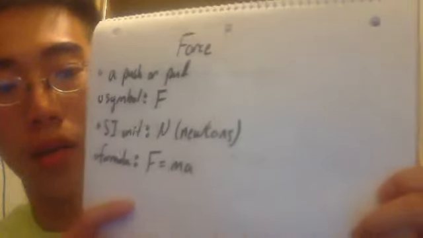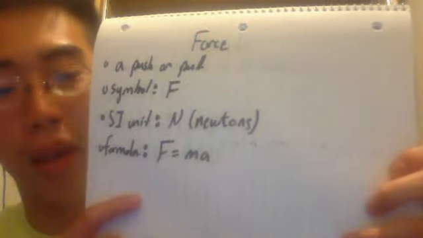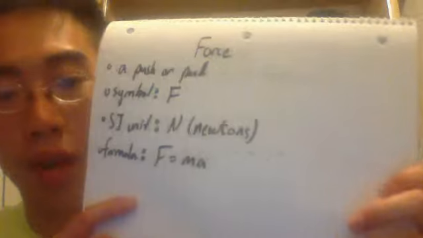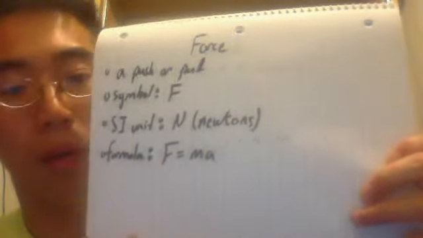And then we have force, which is defined as a push or a pull. The symbol is an F. The SI unit is N, or newtons, and the formula is F equals ma, or force equals mass times acceleration.